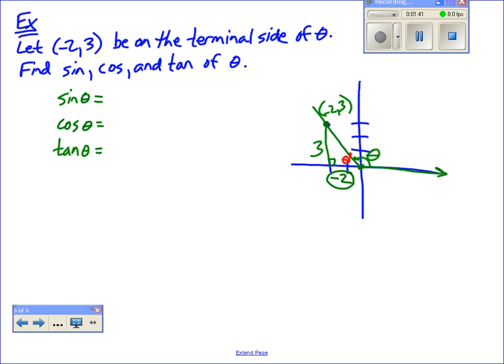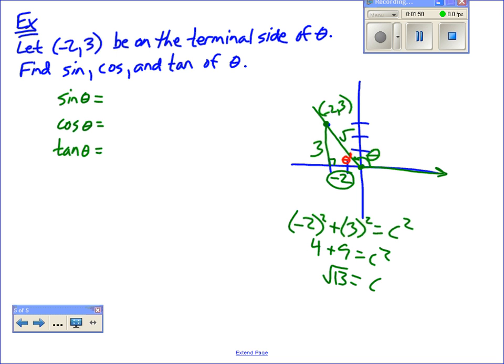So go ahead and use the Pythagorean theorem to find your hypotenuse. Of course, it's 2 squared plus 3 squared equals, we'll call that hypotenuse c squared. So you got 4 plus 9 equals c squared, so c is the square root of 13 here. Let's go ahead and write in square root of 13 right there. And now we'll say sine, cosine, tangent.